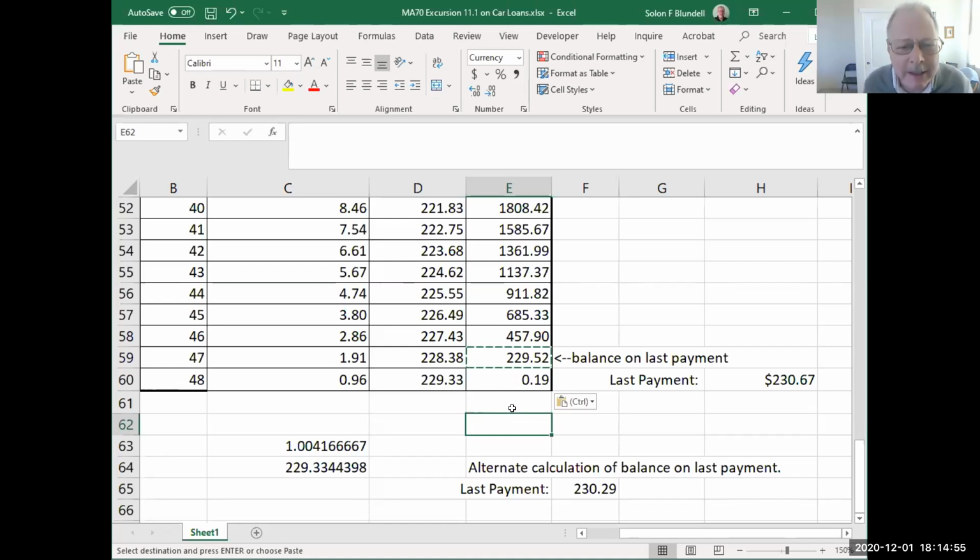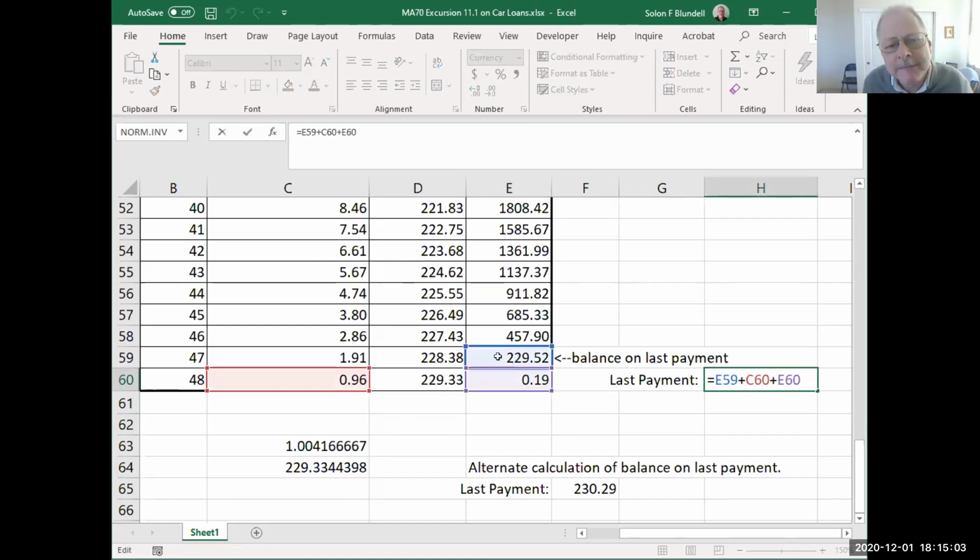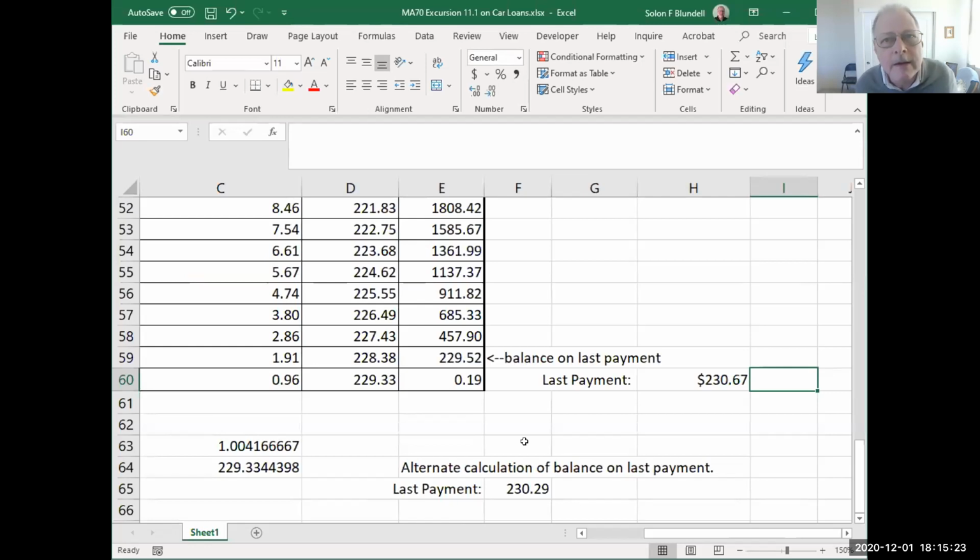They're not going to just let that go. So what's your last payment really? It's the balance on the last payment plus the interest plus whatever's left. So often the terms of your loan will mention that the last payment's slightly different.